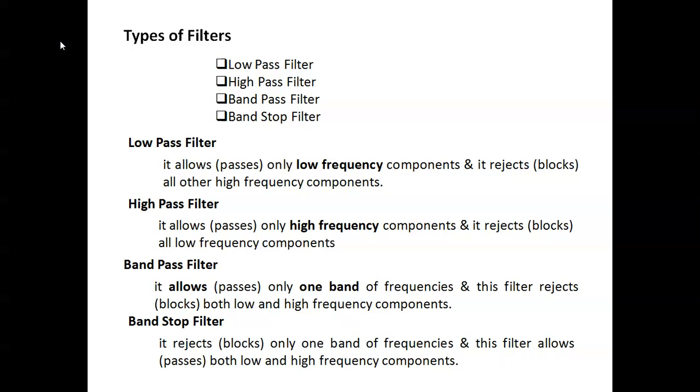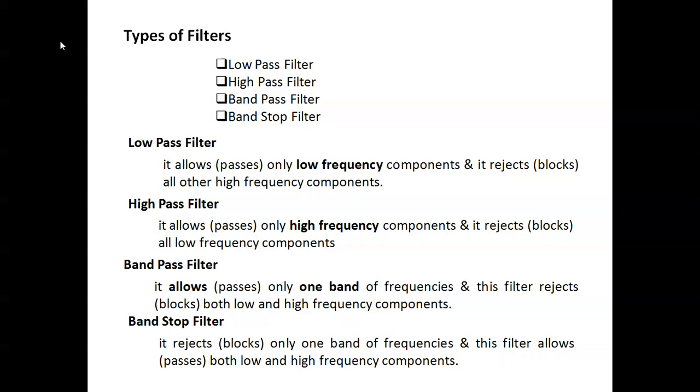If you want to see generation of AM or whatever the next topic, you should know about filters. There are four types of filter present in the communication field: low pass filter, high pass filter, band pass filter and band stop filter. What is a low pass filter? It allows low frequency components and rejects high frequency components. That means it passes only low frequency components and eliminates high frequency components. That is called a low pass filter.